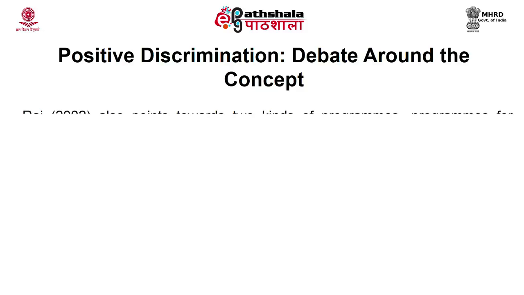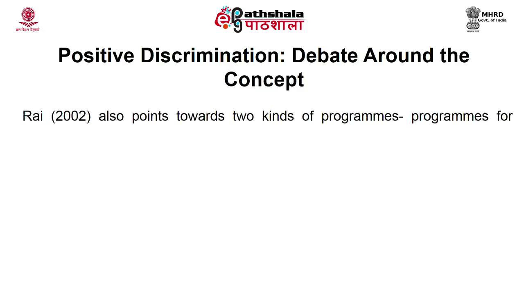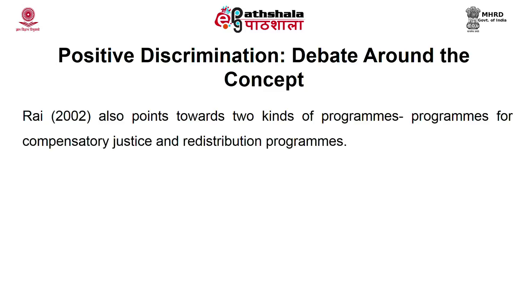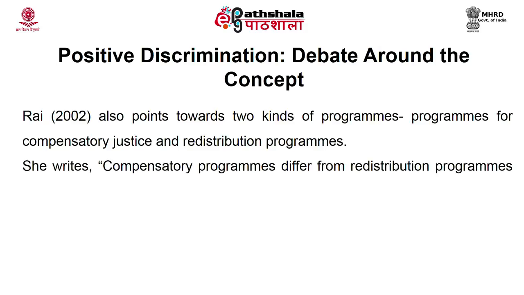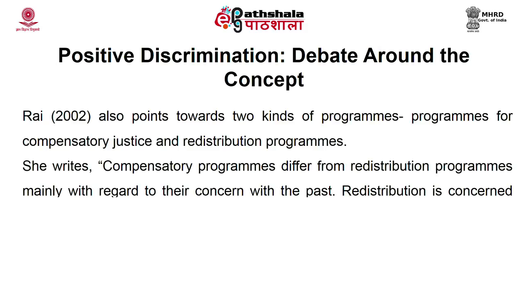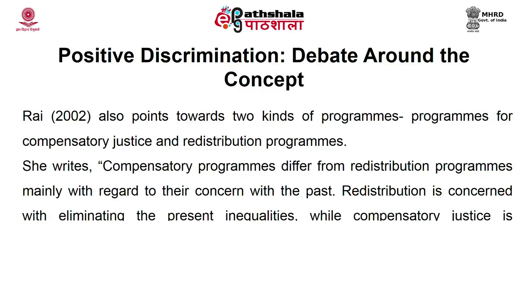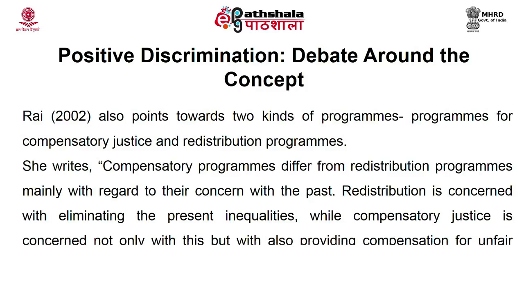Rai also points towards two kinds of programs, programs for compensatory justice and redistribution programs. She writes, "Compensatory programs differ from redistribution programs mainly with regard to concern with the past. Redistribution is concerned with eliminating the present inequalities, while compensatory justice is concerned not only with this, but also with providing compensation for unfair burdens borne in the past."